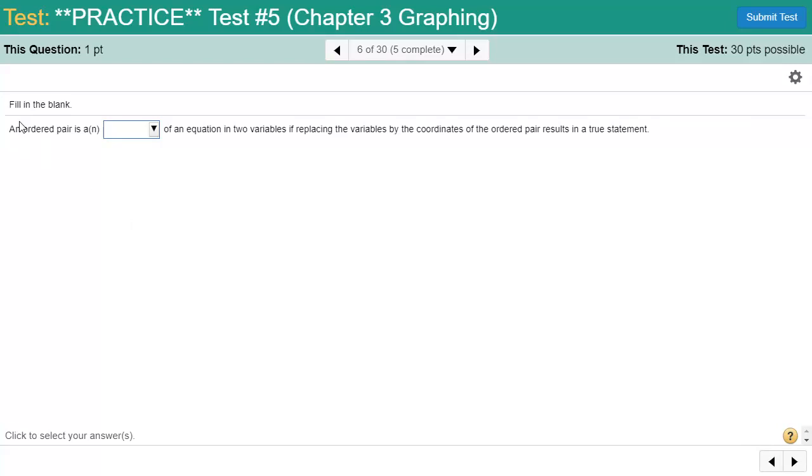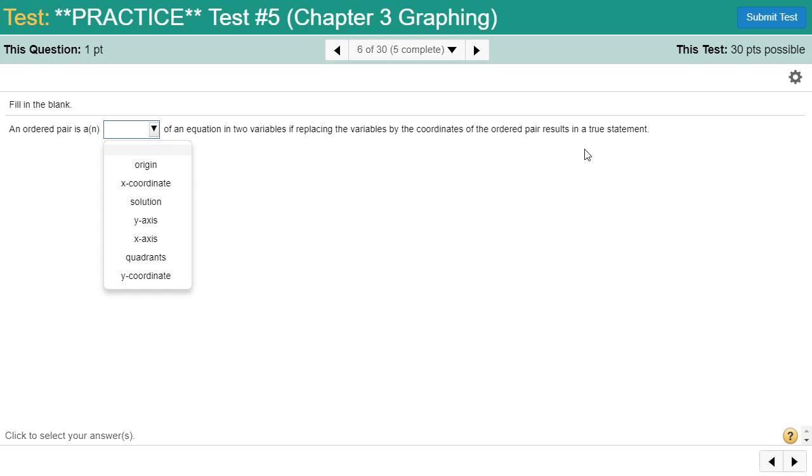Question number 6 says, fill in the blank. An ordered pair is a or an, and then a drop-down menu: origin, x-coordinate, solution, y-axis, x-axis, coordinates, or y-coordinate. So an ordered pair is a blank of an equation in two variables if replacing the variables by the coordinates of the ordered pair results in a true statement.